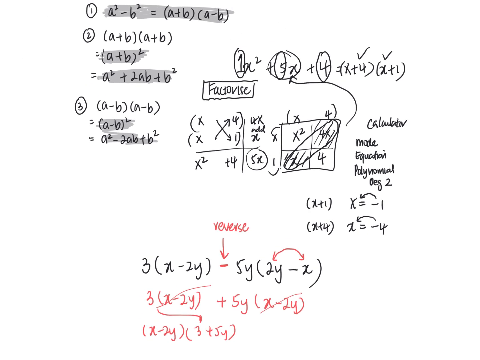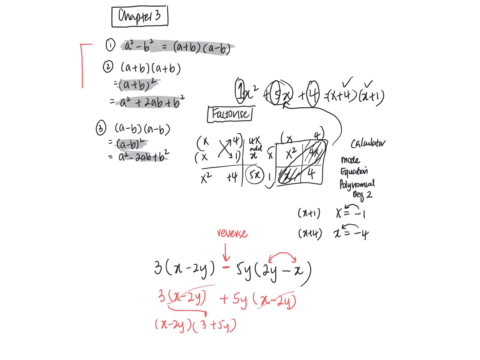So the entire chapter 3, you need to remember these 3 special product rules. Okay, you need to remember either one of these methods to factorize. And then the last one is the grouping one. Factorize by grouping when you have 4 terms. Okay, this is when you have 3 terms.